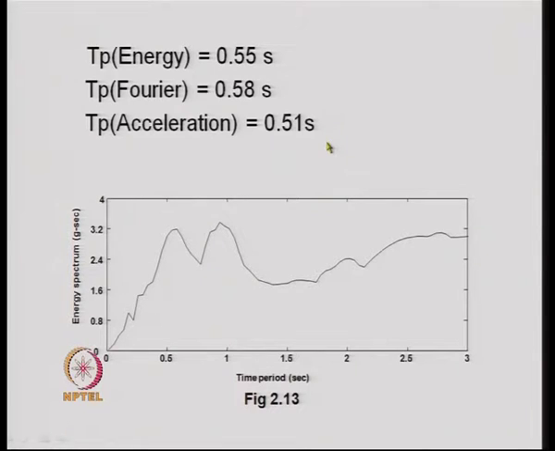That means the ground motion has a predominant frequency content around a period of 0.5 to 0.6. Within this range of the time period, we get the maximum frequency content of the ground motion.